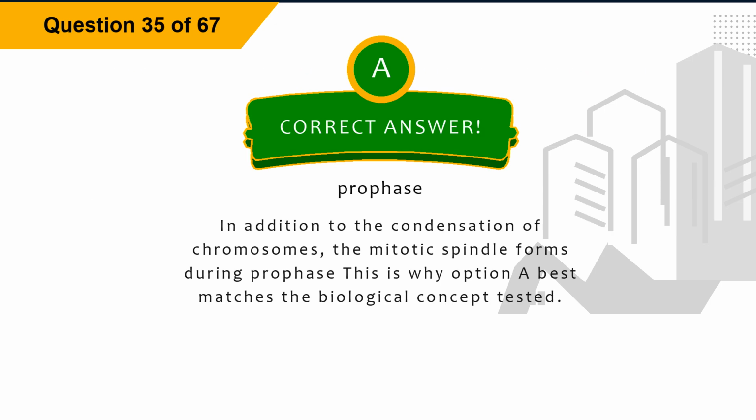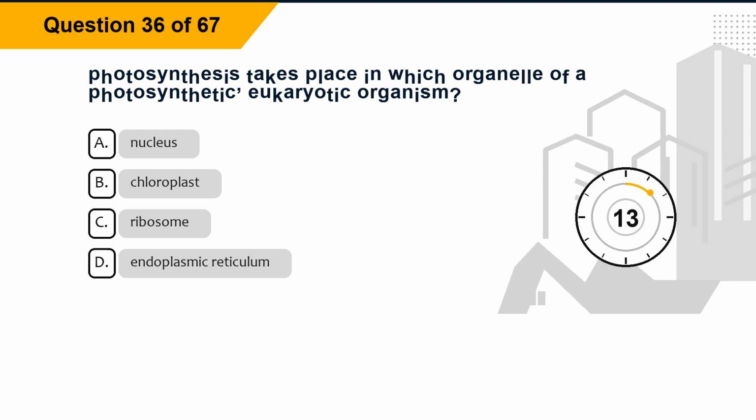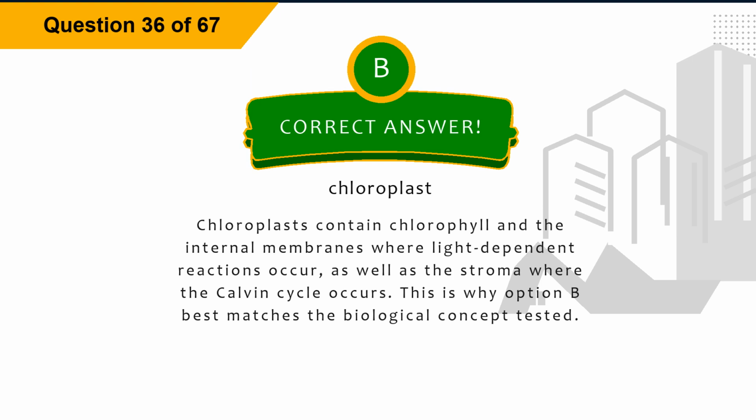Explanation. In addition to the condensation of chromosomes, the mitotic spindle forms during prophase. This is why option A best matches the biological concept tested. Question 36. Photosynthesis takes place in which organelle of a photosynthetic, eukaryotic organism? Option A, nucleus, option B, chloroplast, option C, ribosome, option D, endoplasmic reticulum. The correct answer is option B, chloroplast.